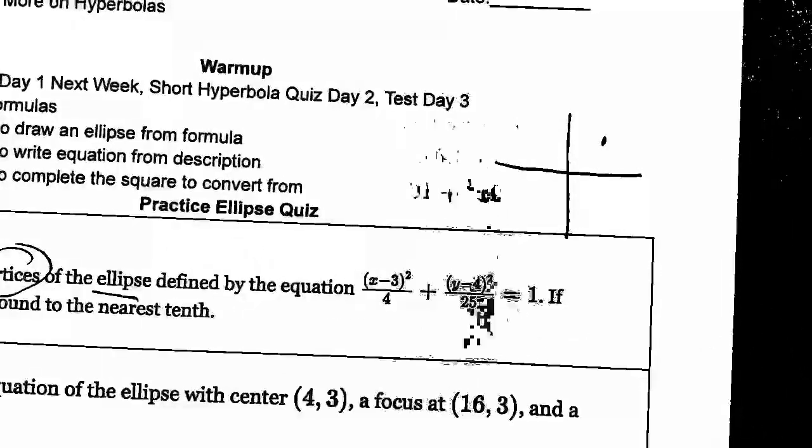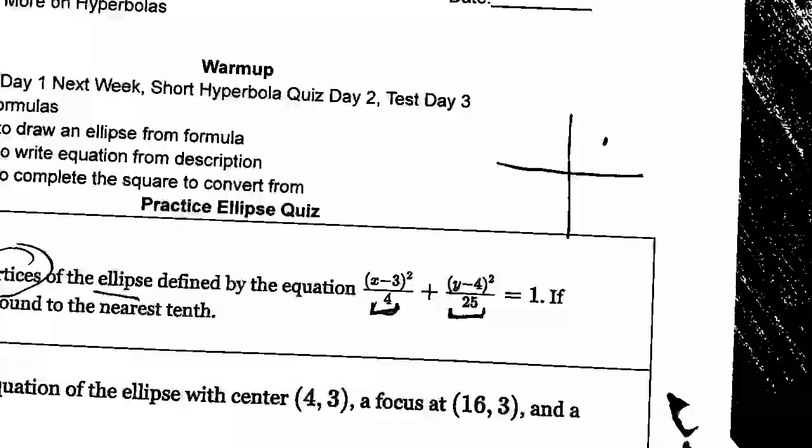Now we want the vertices. So we look at these two numbers. One of these is going to be b squared, and one of these is going to be a squared. Which one's b squared, which one's a squared? No hand. Okay. Well, a squared is going to be the bigger number. A squared is going to be 25. That means a is going to be 5. And a tells us where the vertices are. My b squared is going to be 4. That means that b is 2. And if this question was asking for the co-vertices, it would be the 2 that would give you the co-vertices.